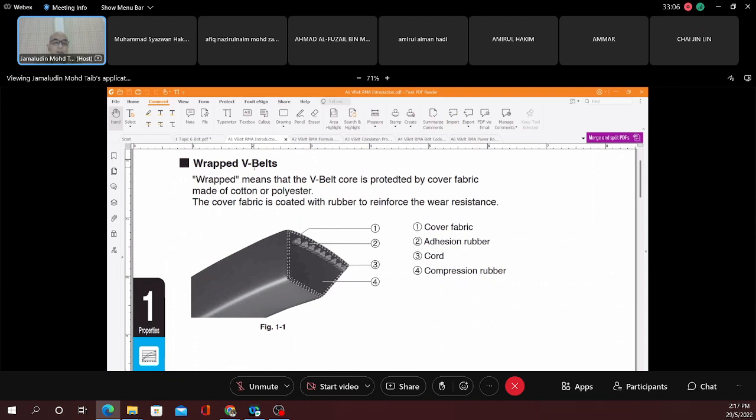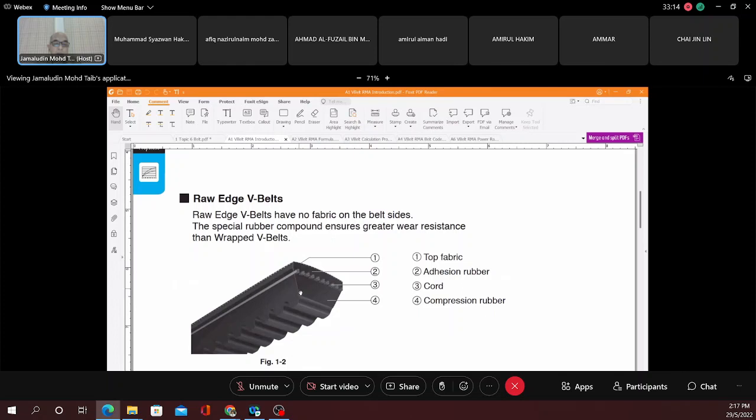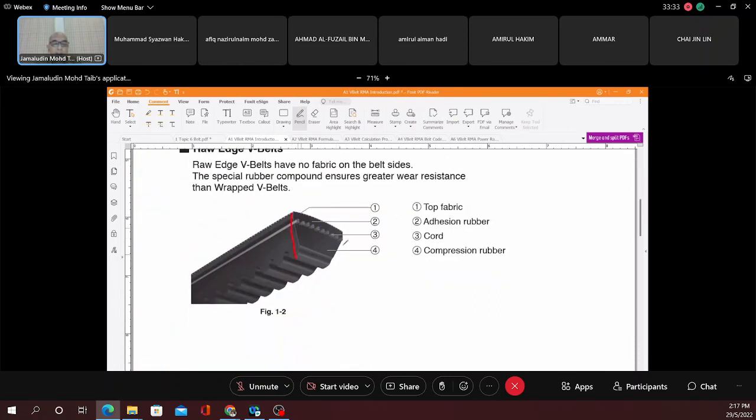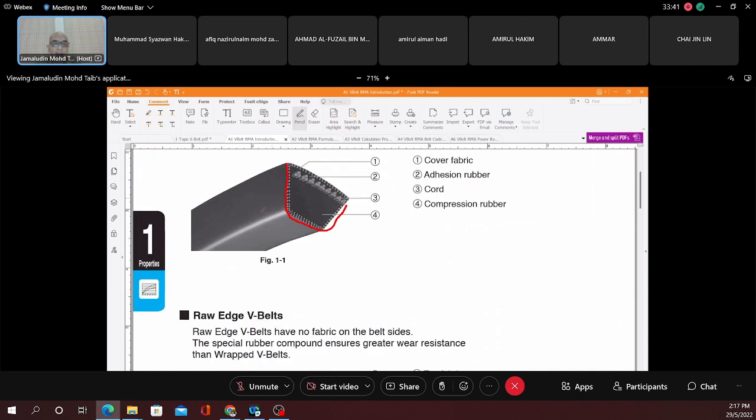The first one is going to be the wrap belt. That means all the belt here is going to be wrapped with a cover fabric. Unlike this one, there's no wrap. However, the top will be on the fabric and on the side. The difference between this one and this one is that all this area can attach to the pulley. This one can attach to a pulley and this one as well. However, this one is only on the side here. That means the friction is limited to the side of the belt, unlike here, where you have the left and right sides and the bottom.